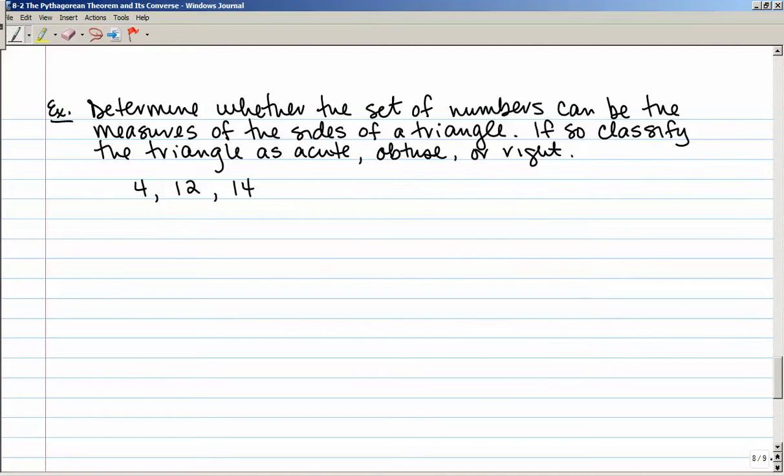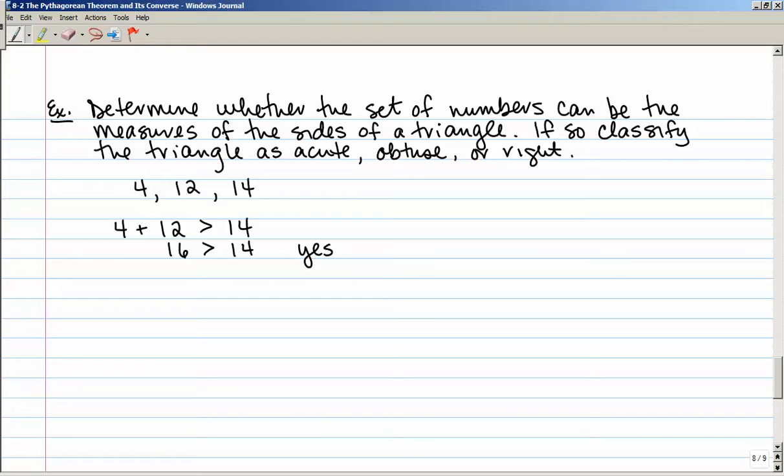Here's another example. Determine whether the set of numbers can be the measures of the sides of a triangle. We did that, I believe, back in Chapter 5. If so, classify the triangle as acute, obtuse, or right. So the first thing we need to do is figure out, can these be the lengths of the sides of a triangle? So recall that the two shorter sides had to add up to a number greater than the longest side. So since 16 is greater than 14, yes, it can be a triangle.